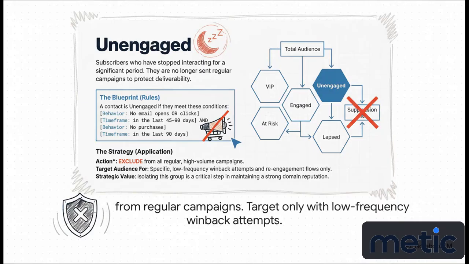The rule is simple, and it is strict. No opens or clicks for about 1.5 months, and no purchases for 3 months. That's it. So the main strategy here is exclusion. You stop sending them the daily deals. You only reach out with very specific, very low-frequency win-back attempts.